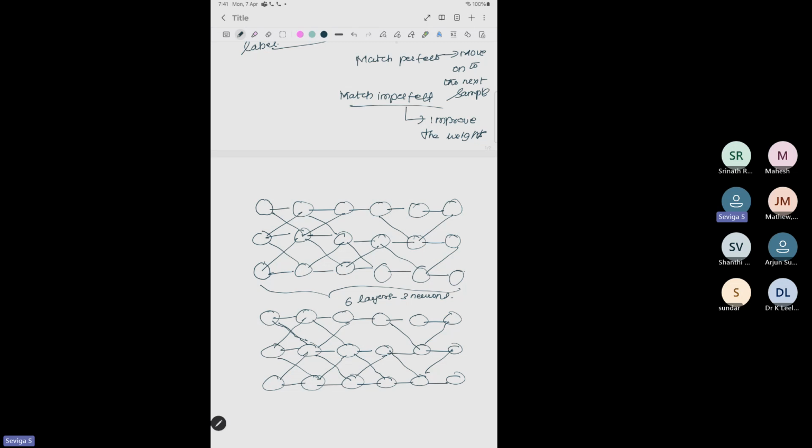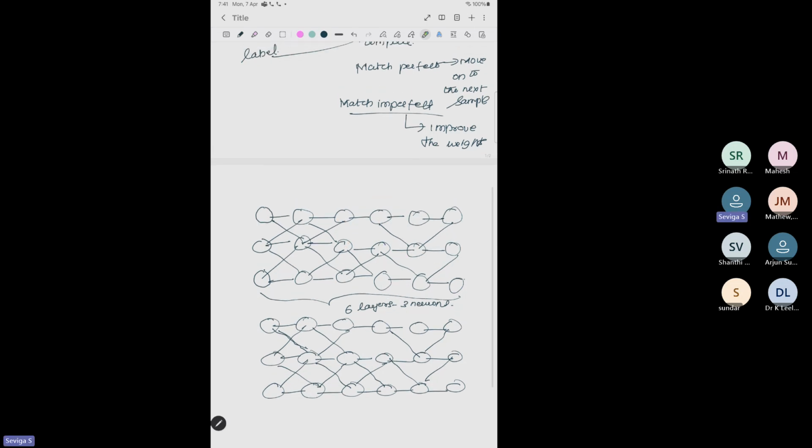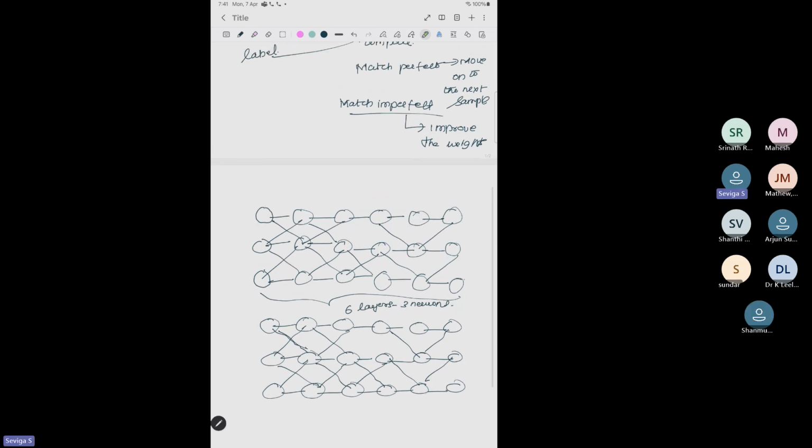For the purpose of convenience, not all the neurons are connected to every other neuron. For simplicity, not every neuron uses the output of every neuron from the previous layer. Here it is not taking from every neuron, it is taking only from one neuron. Here it takes only from these 2 neurons, not all the 3 neurons. For simplicity, we have drawn it like this.